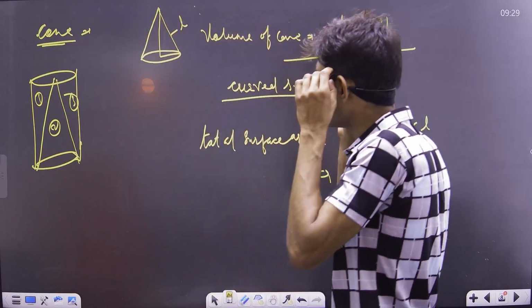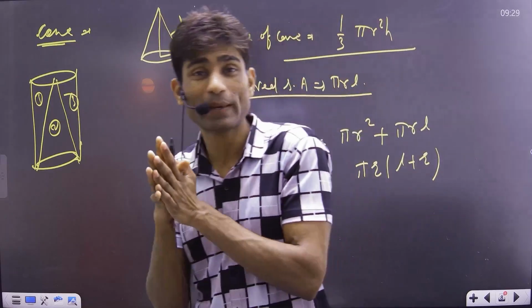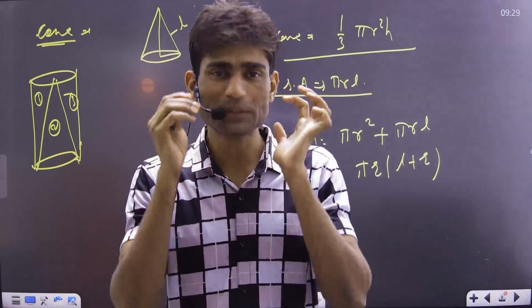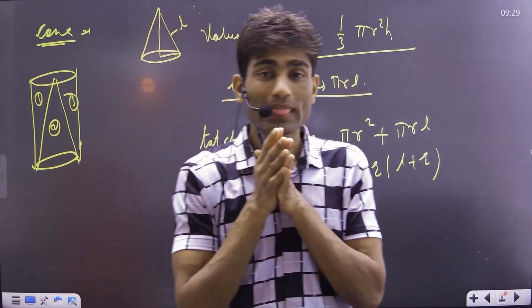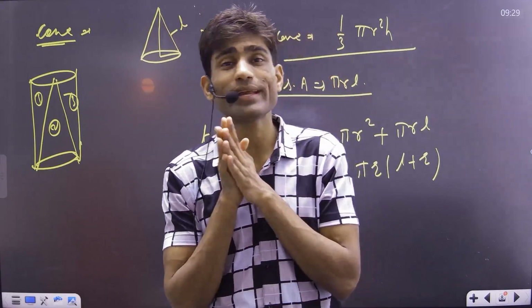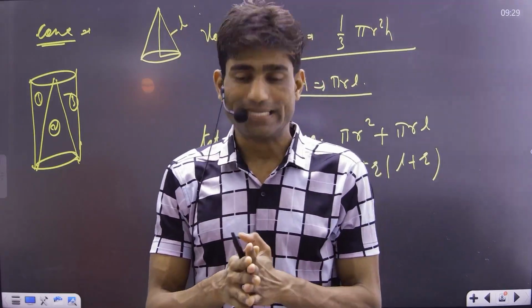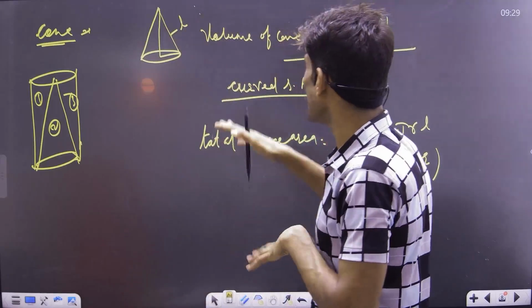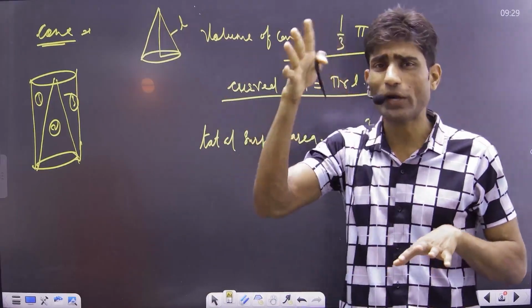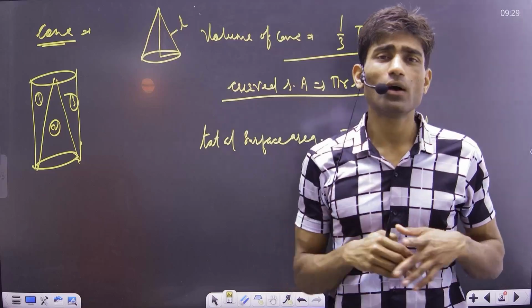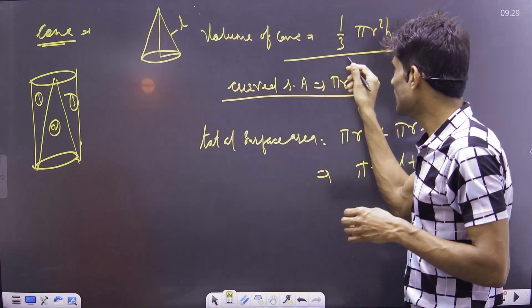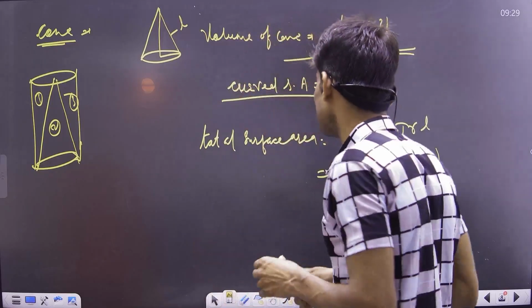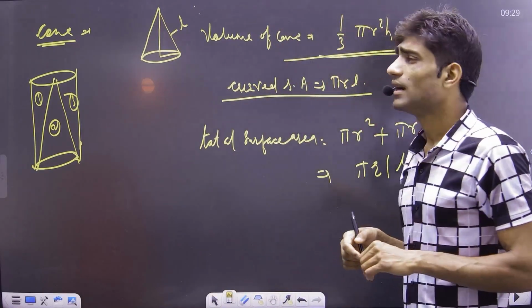Now after the cone, we have the sphere and hemisphere. If we join 4 cones together, we get a sphere. A sphere looks like a volleyball or a football. The volume of a sphere is 4 times the volume of a cone, since we are joining 4 different cones, so we write 4 by 3 pi r square h.